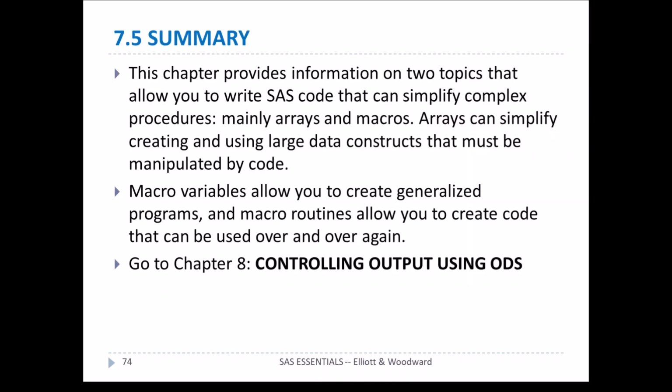All right, so that's the end of chapter 7. We provided a lot of information in this chapter, and particularly on the macro variables. Being able to generalize code is very, very helpful in the long run, and I suggest that you maybe go through those examples again and again until you understand what's going on. And then we'll go to chapter 8, which is controlling output using ODS.